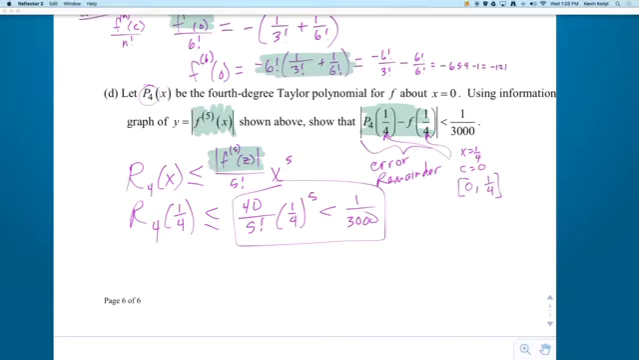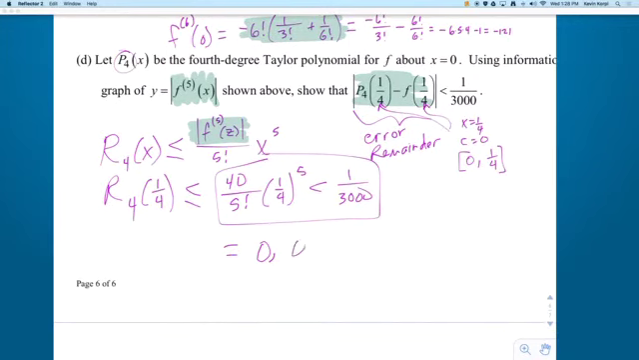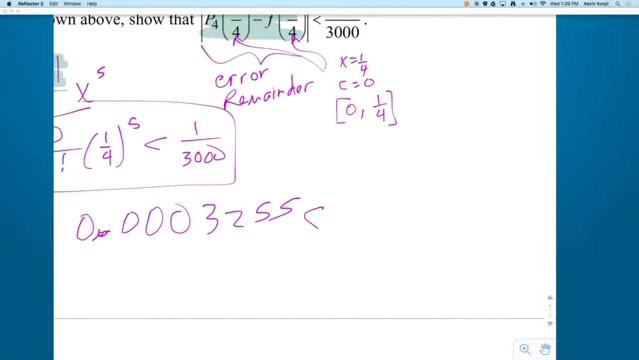So I'm not going to compute it by hand, but I will show you, if I type it in the calculator, 4 to the 5th. Oops, I'd have to divide by 4 to the 5th. This comes out to be 0.0003255. And 1 over 3,000 is 0.000333. See that? So is in fact 0.00032 smaller than 0.00033?